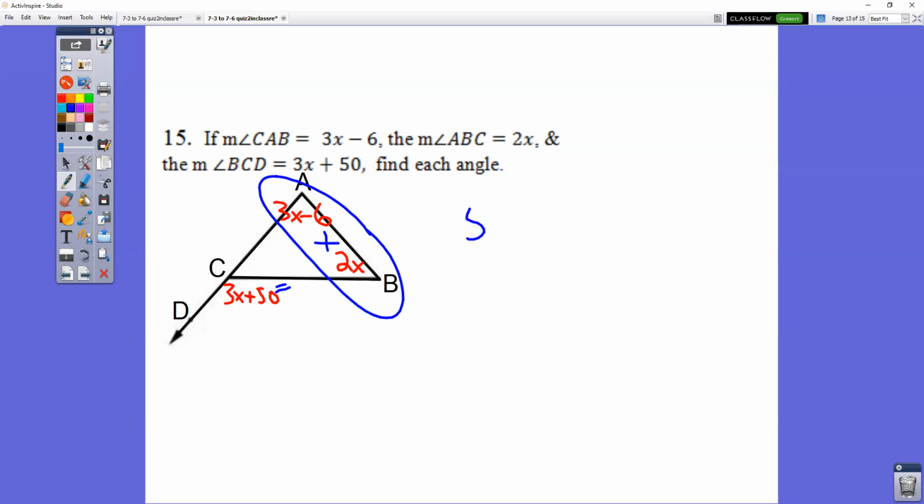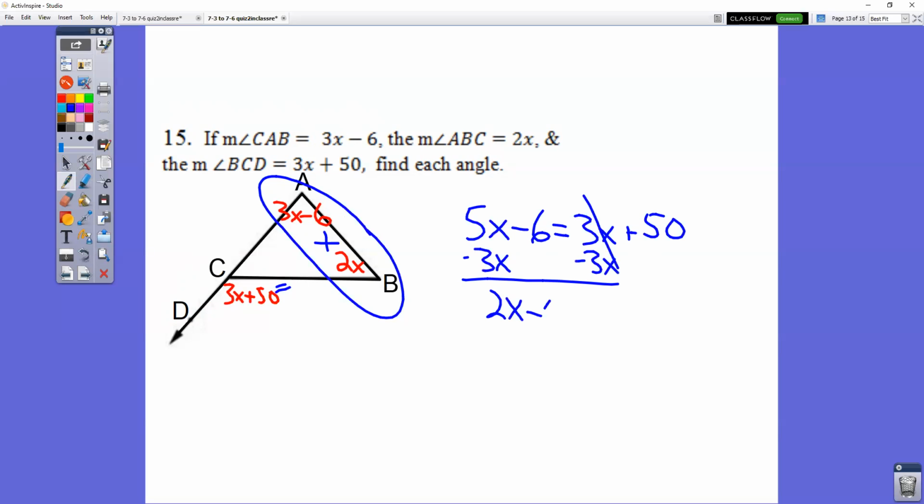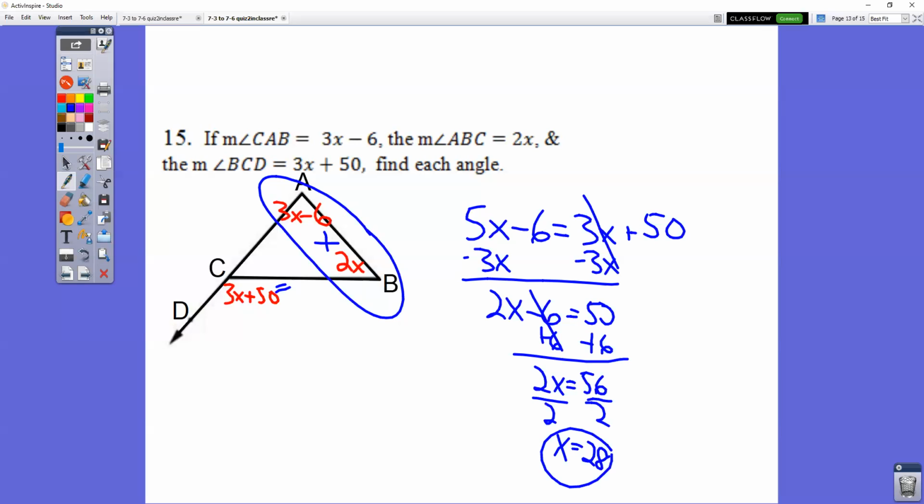3x plus 2x gives you 5x minus 6. Those are those two inside angles added together, equals that outside angle of 3x plus 50. So minus 3x, minus 3x. So you have 2x minus 6 equals 50, plus 6, plus 6. So 2x equals 56. Divide by 2. You get x equals 28.